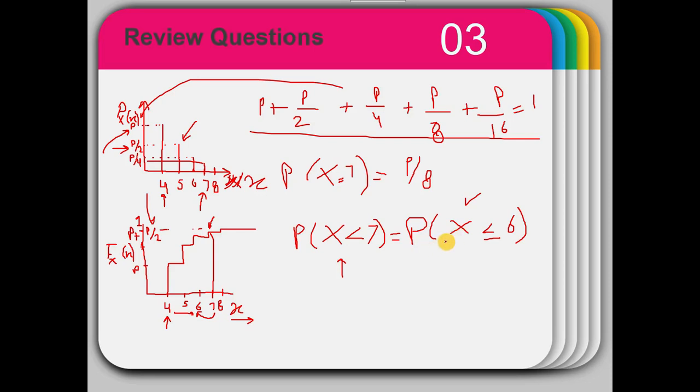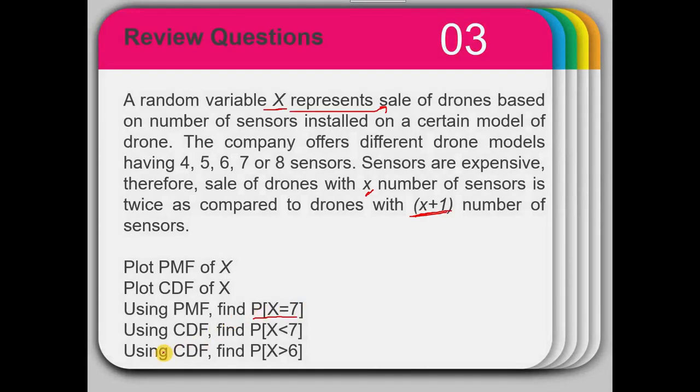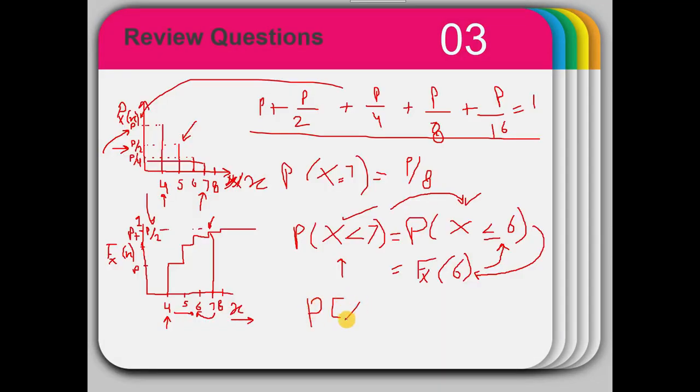So using CDF I can very easily find out this value, because the value of the CDF at x is equal to 6 is the sum of all probabilities before 6 including 6. So if I want to find out this probability, I can find it using this probability because they mean the same thing, and this probability can be found using the CDF by this representation. Similarly, it asks me to find the probability that x is greater than 6 using the CDF.